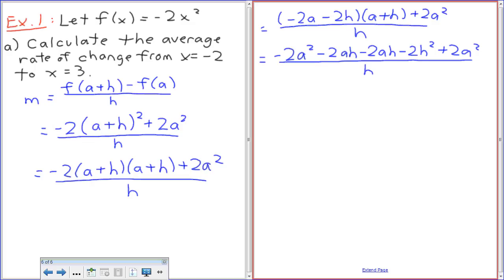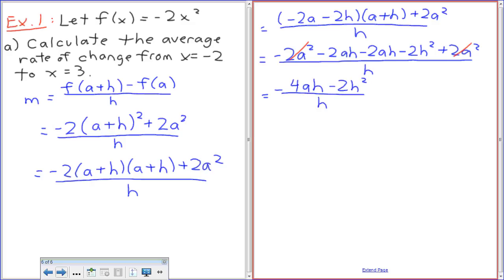I'll translate for him. What he meant to say was positive 2a squared cancels with negative 2a squared. He also meant to say that negative 2ah and negative 2ah come together. Now, this is a really cool part. Let's write the proper answer, though: negative 4ah.